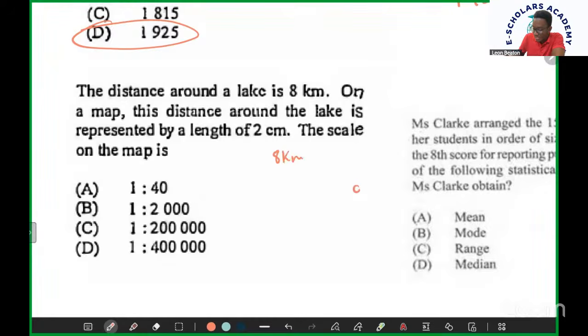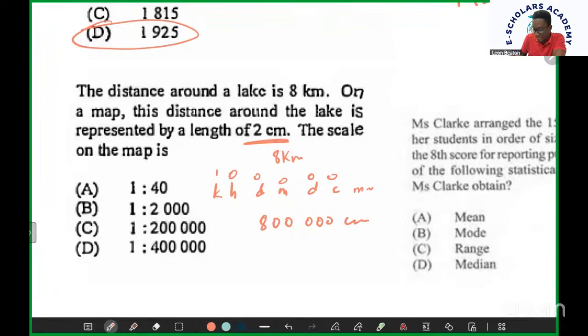So let's do it. We convert from km to cm. So we put a 0 there, 1, 2, 3, 4, 5. So this is how much? 100,000. All right, so 8 km is equal to 800,000 cm. So this can be represented as a ratio.